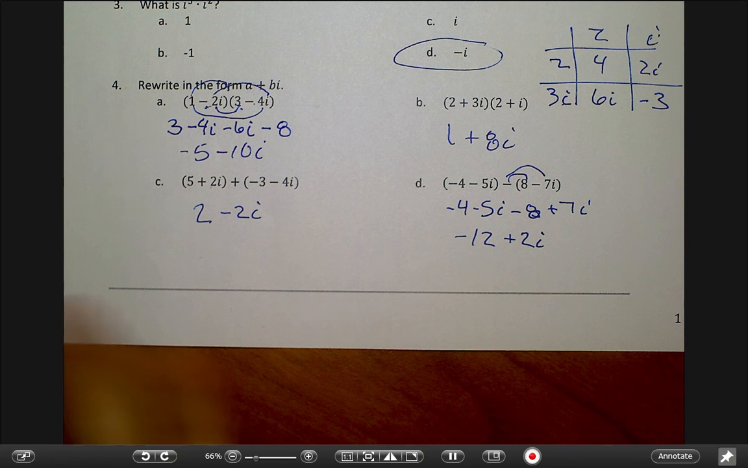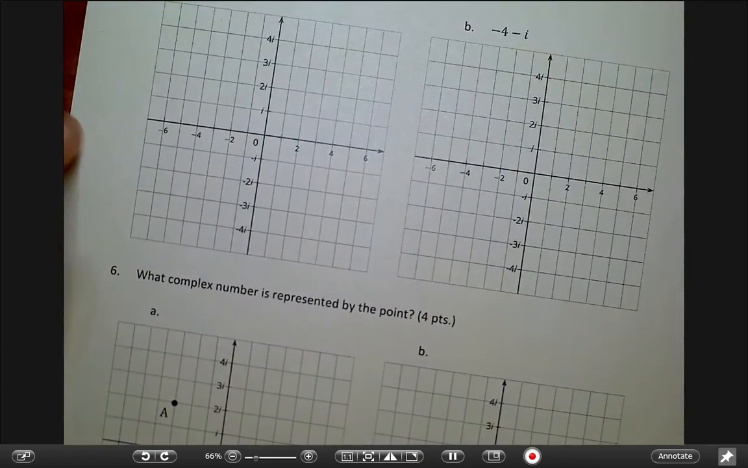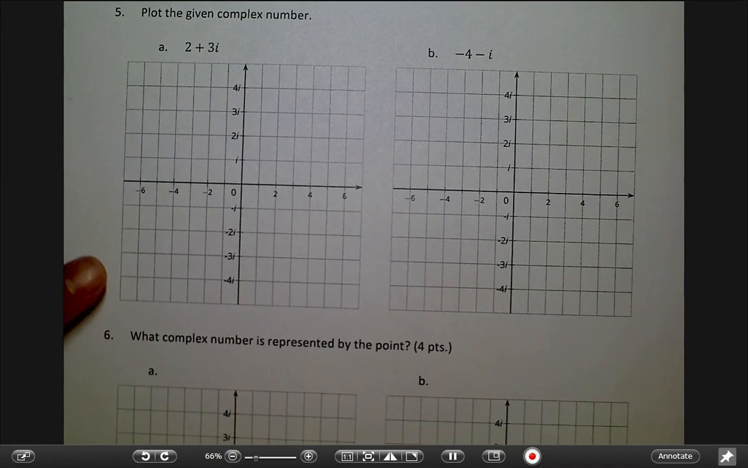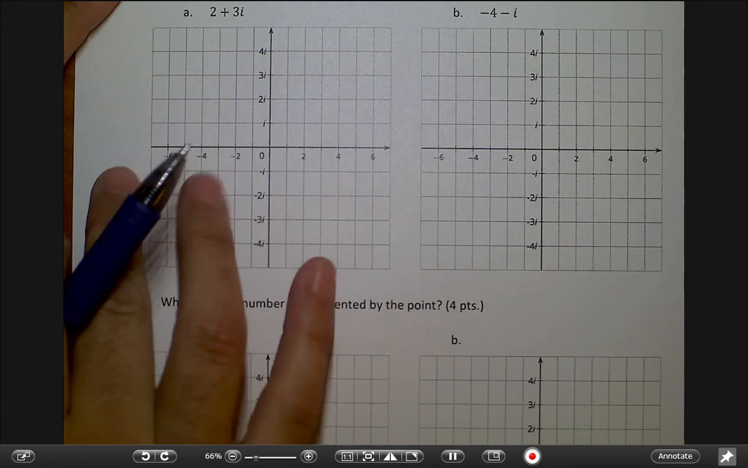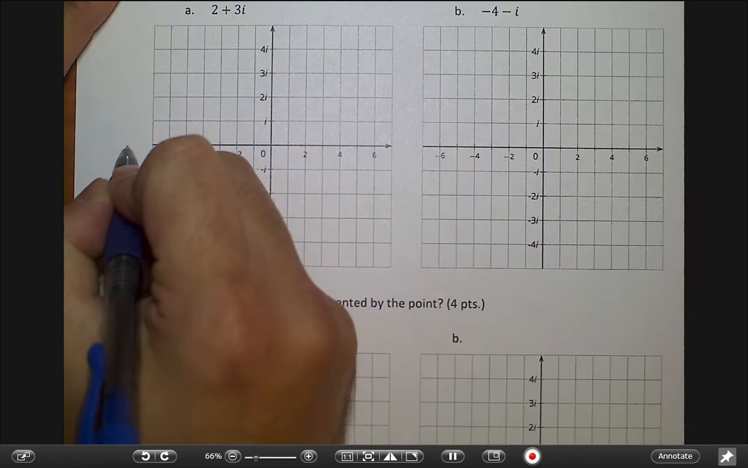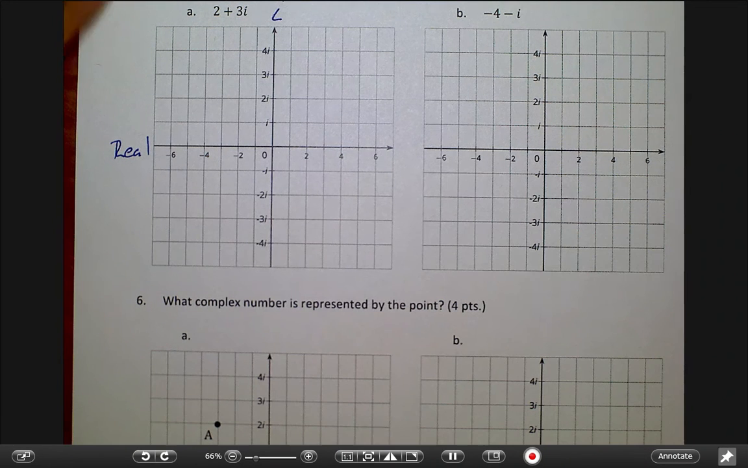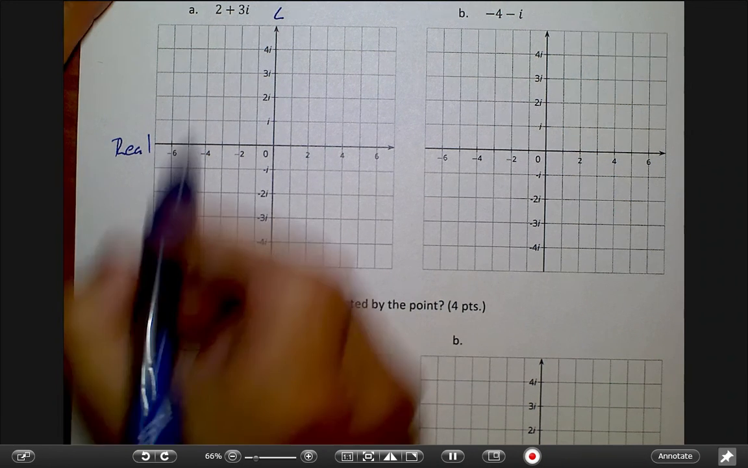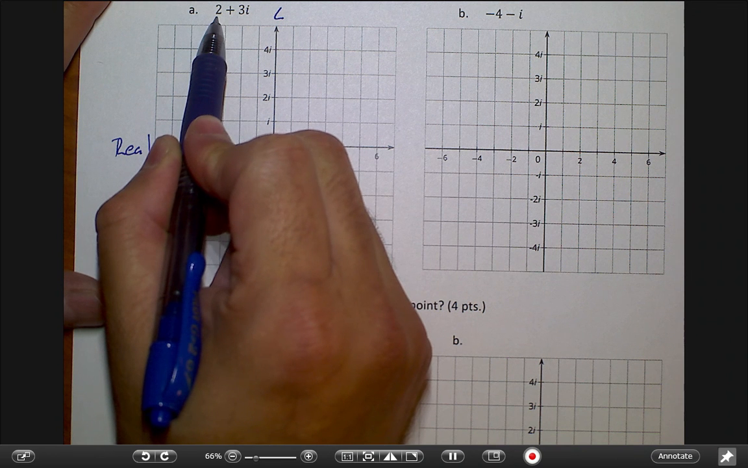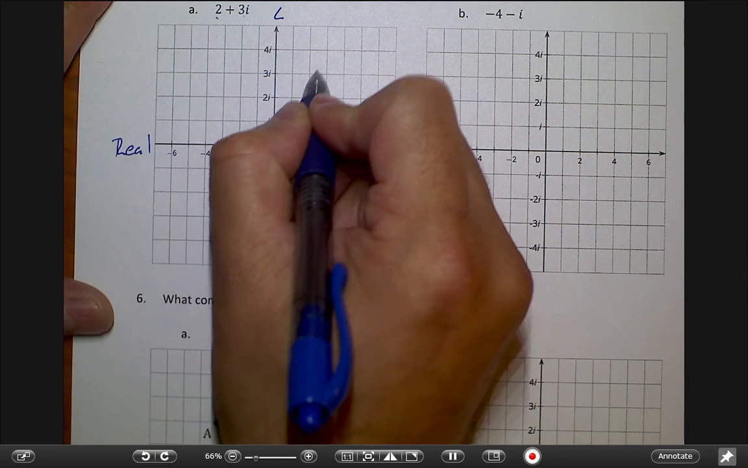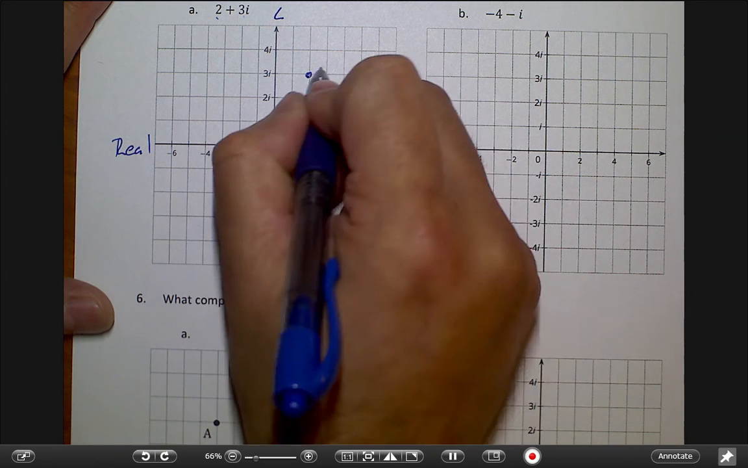Did you guys look at the backside yet? Okay, don't forget. On the graphing, which is super important, if you need to do this when you start your test, remember, the x-axis is my real, the y-axis is my imaginary. So this says it's going to go 2 to the right and up 3. Put a dot right there. Label that little a.